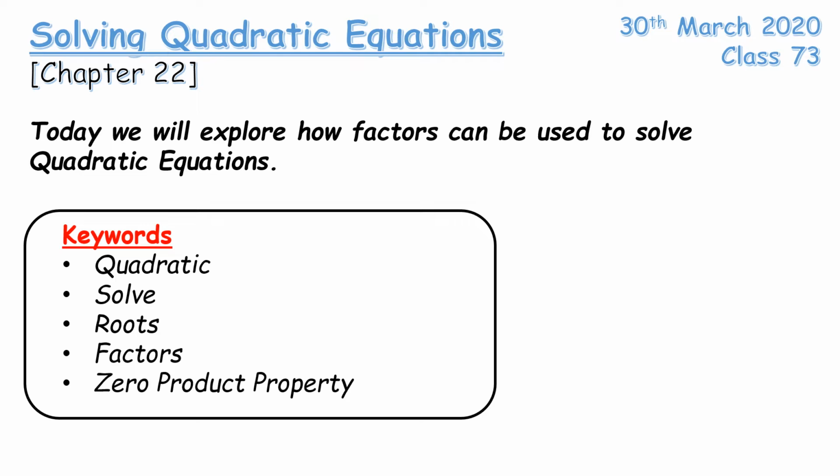We're going to start a new chapter today and look at how to solve quadratic equations. We're going to look at how we can use factors to do that. We're talking about quadratic, a word we met already last week. We're going to be talking about solving, which again we've already met, but this is going to be an extension of what we already know. We're going to meet these things called roots. We're going to deal with our factors, and we're going to use a very important property called the zero product property.